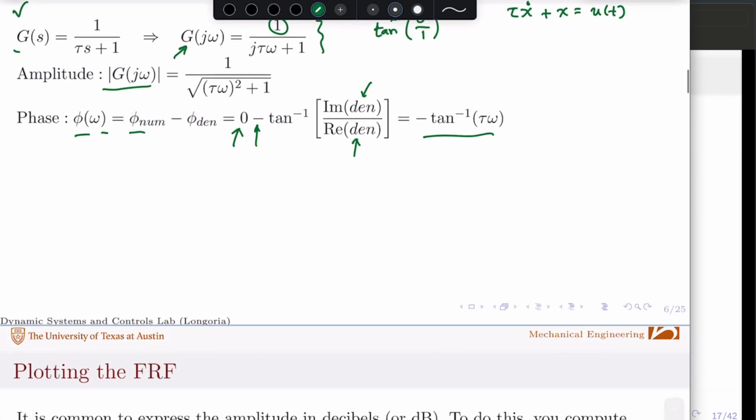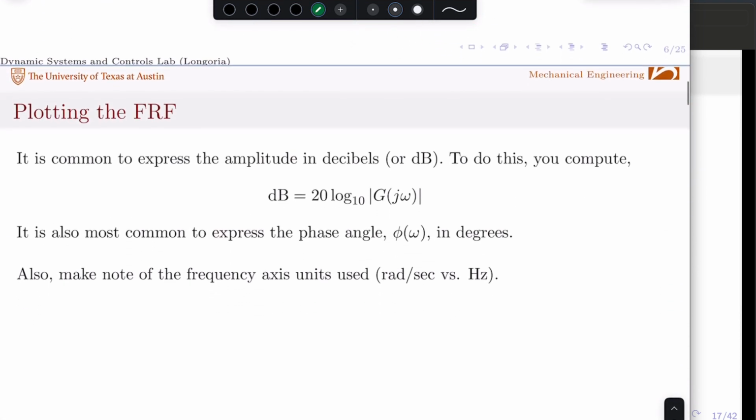Okay. When we plot them, be mindful, we don't necessarily plot G of j omega. We sometimes plot what is called a decibel of that. So we take the log base 10, multiply it by 20, and those are the units that we plot in. That's why when you see Bode plots, the magnitude will be plotted in dBs, and the phase will typically be plotted not in radians but in degrees. That's just kind of historical.